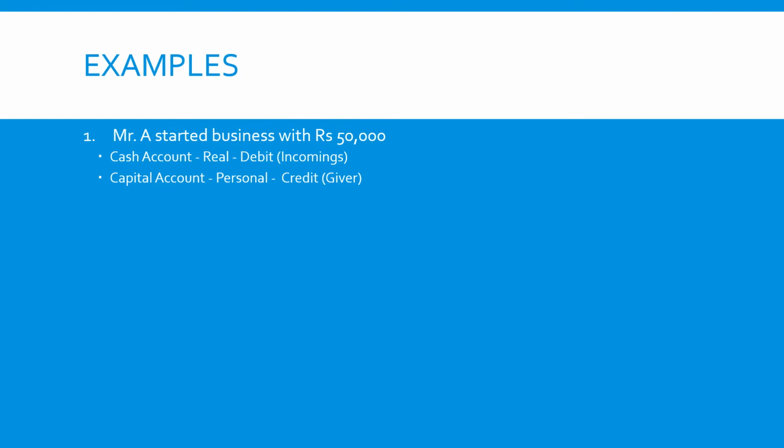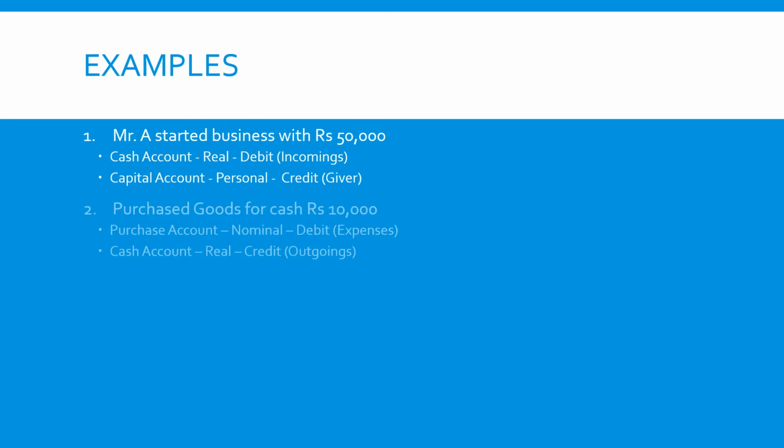For the business, the cash is coming into the business, so we debit the cash, as the rule is debit whatever comes in. And capital: because Mr. A has provided that as a capital investment, a capital account is involved, and that is a personal account. As per the rule for the personal account, debit the receiver and credit the giver, and Mr. A here, in terms of the capital account, is giving it, that's why we are crediting the giver. So here, debit cash and credit capital account.